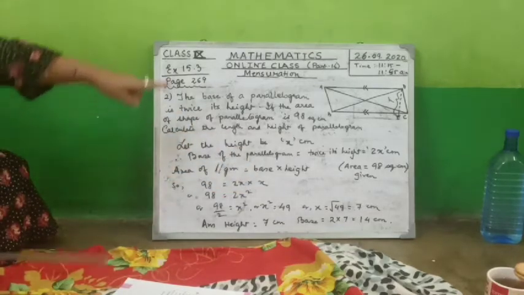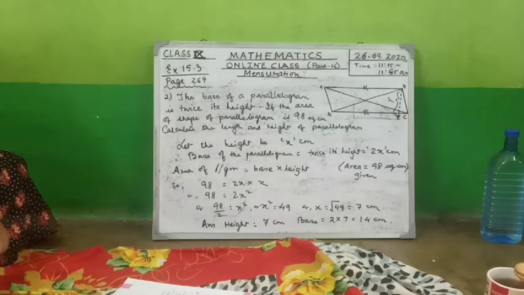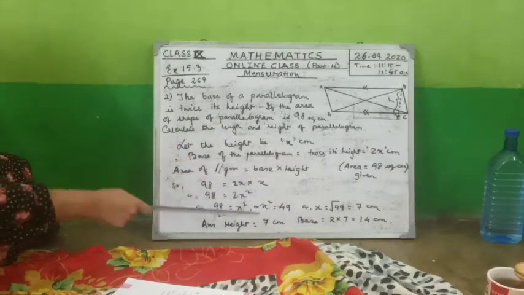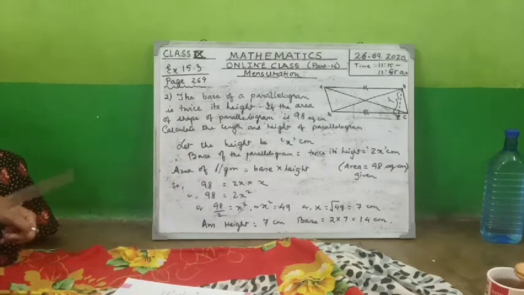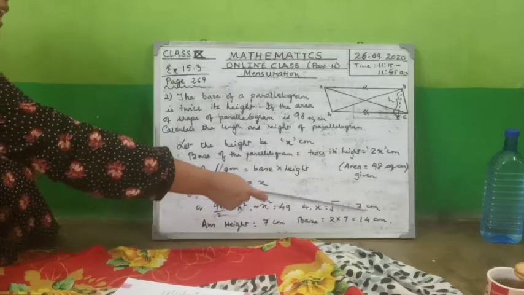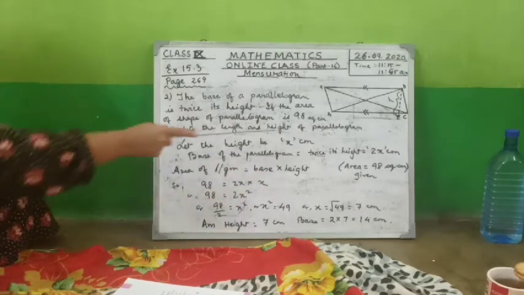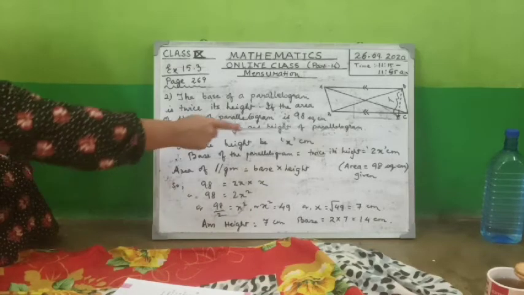So what was my x? My x was actually the height of the parallelogram. So the height of the parallelogram we have got is 7 centimeter. Base is just its double. So base of the parallelogram is 2 into 7, that is equal to 14 centimeter. So we got both the answers. Calculate the length and height of the parallelogram.